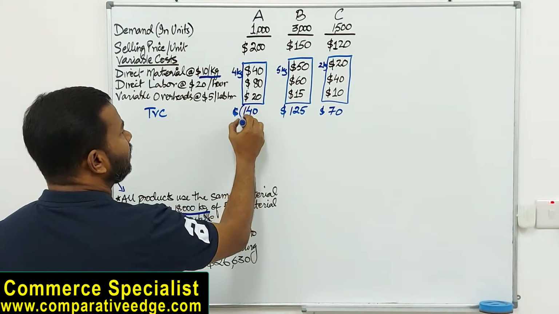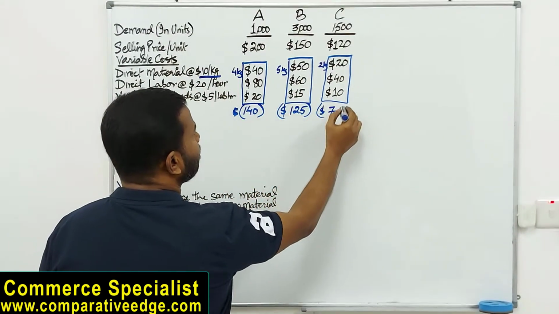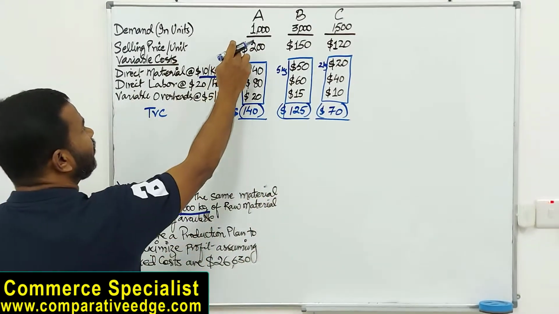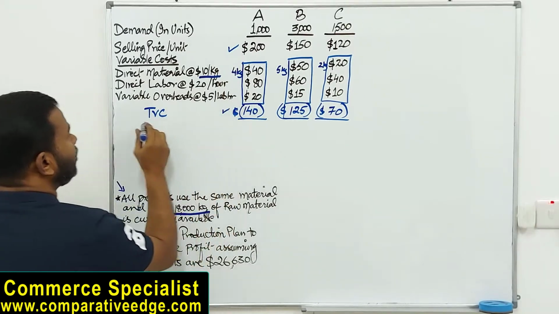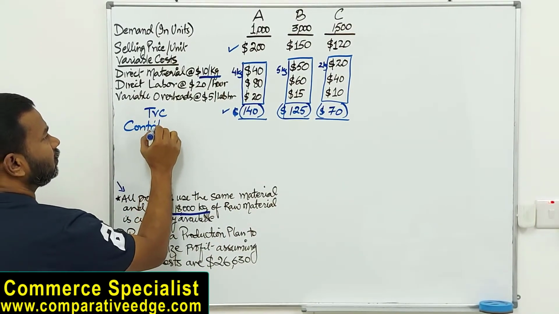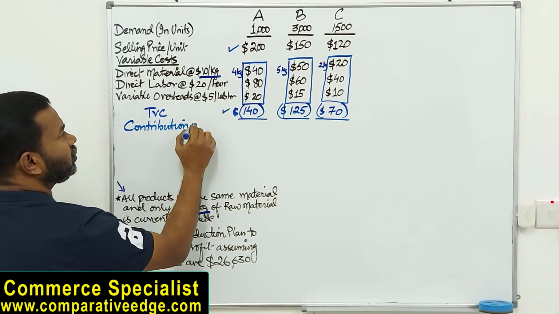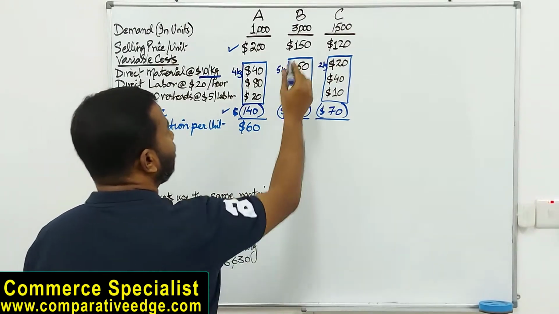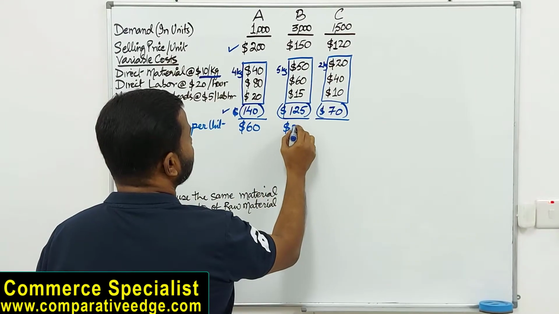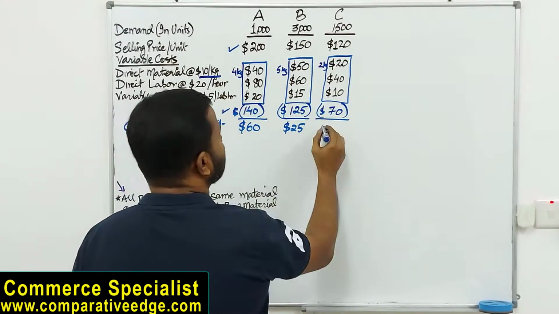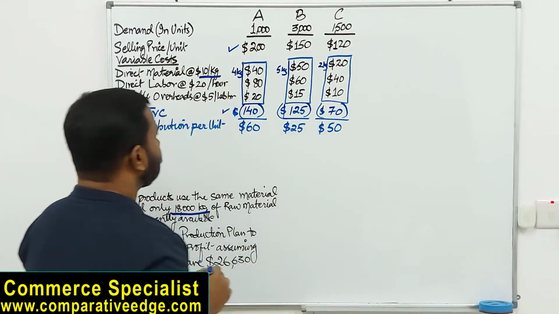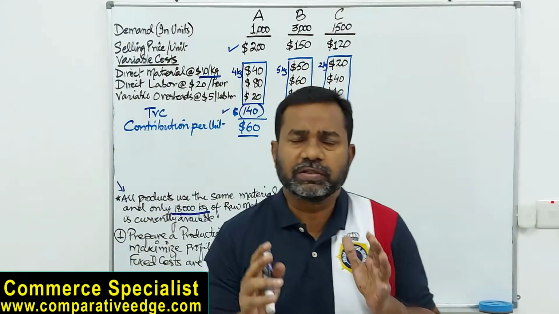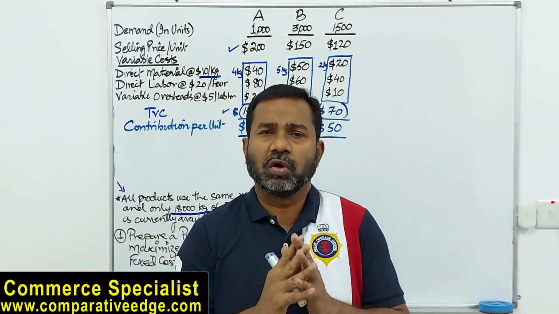And then this variable cost you're going to subtract from selling price on top. So from 200, when you minus this, selling price minus the variable cost, you get contribution per unit. Contribution per unit. So 200 minus this will give you 60. 150 minus 125 is 25. And 120 minus 70 is going to give you 50. This is contribution per unit. This is the very first step: selling price minus all variable cost.